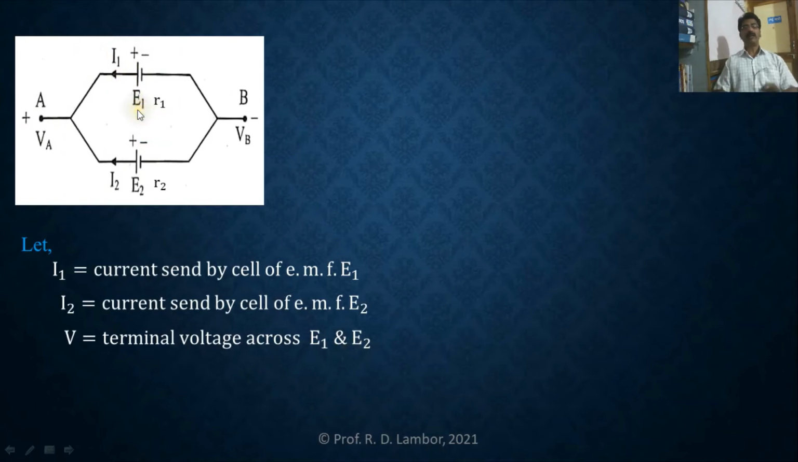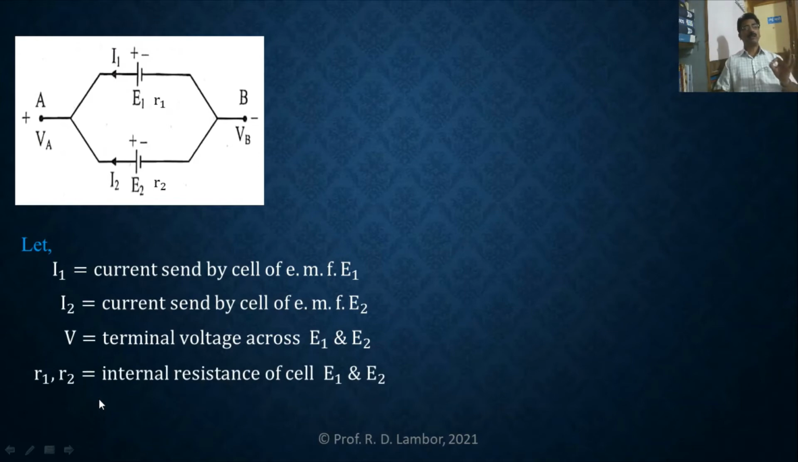As we know that in parallel combination, both the cells have the same potential difference, but the current through each branch of that cell will be different. So V will be the terminal voltage across E1 as well as E2. Then what are R1 and R2? R1 and R2 are the internal resistances of cells E1 and E2.